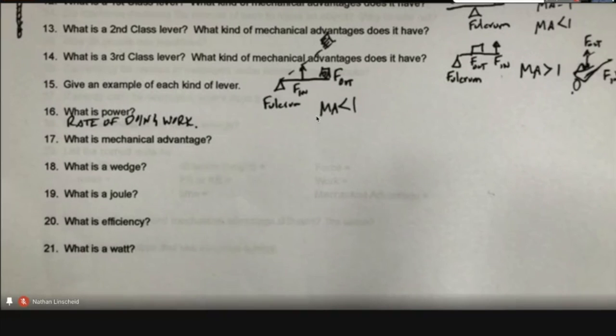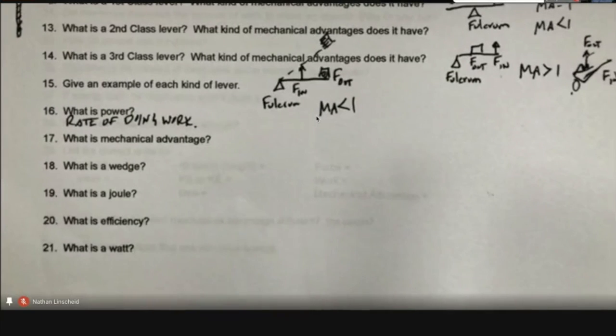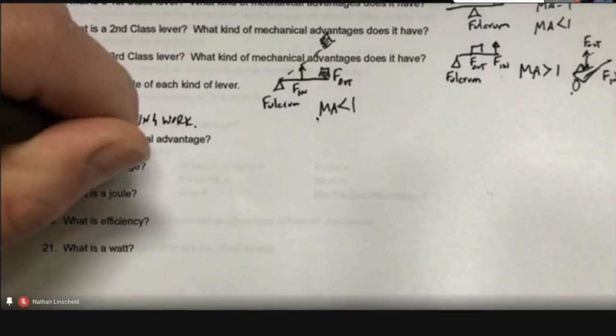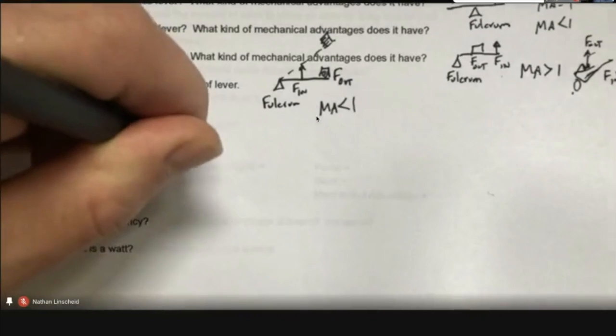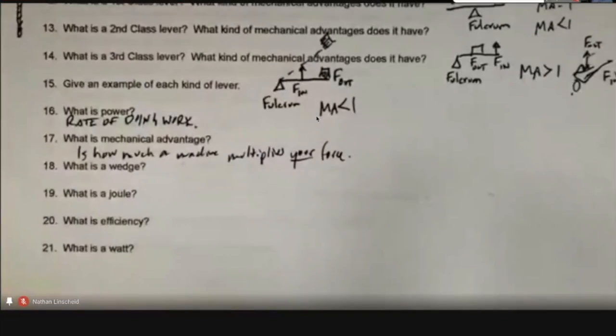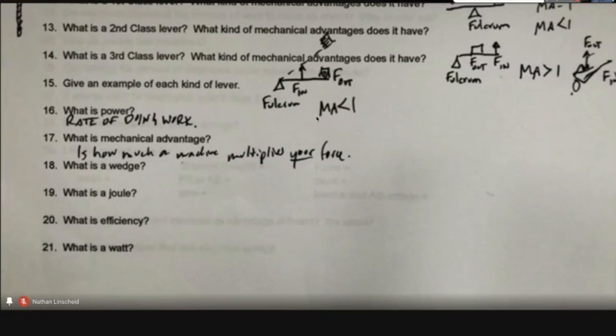All right, number 17, what is mechanical advantage? Mechanical advantage is how much a machine multiplies your force. Okay, so if I have a mechanical advantage of, say, 5, and I apply 100 newtons of force, it will multiply my force by 5 and lift something that's 500 newtons. I can lift heavier things.